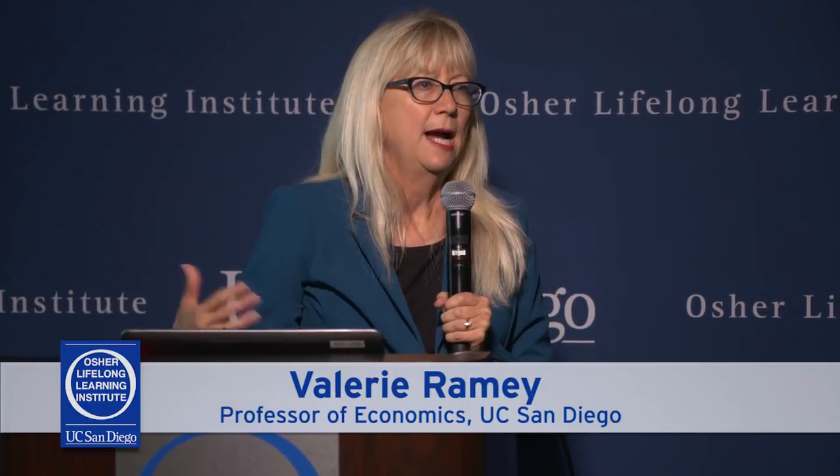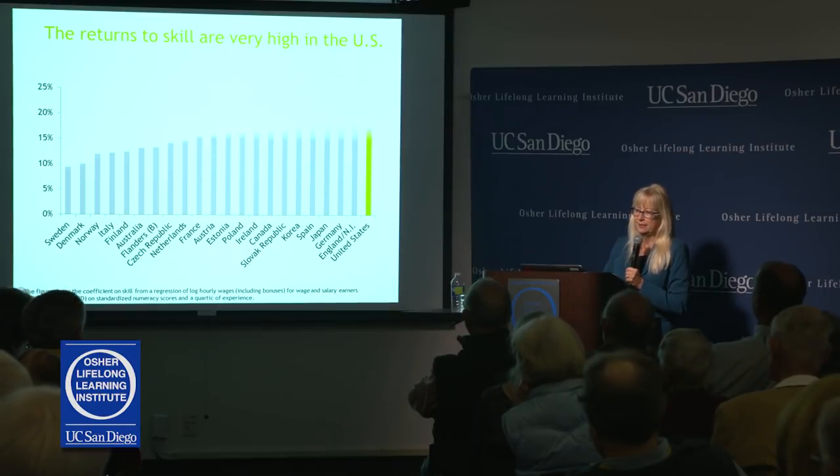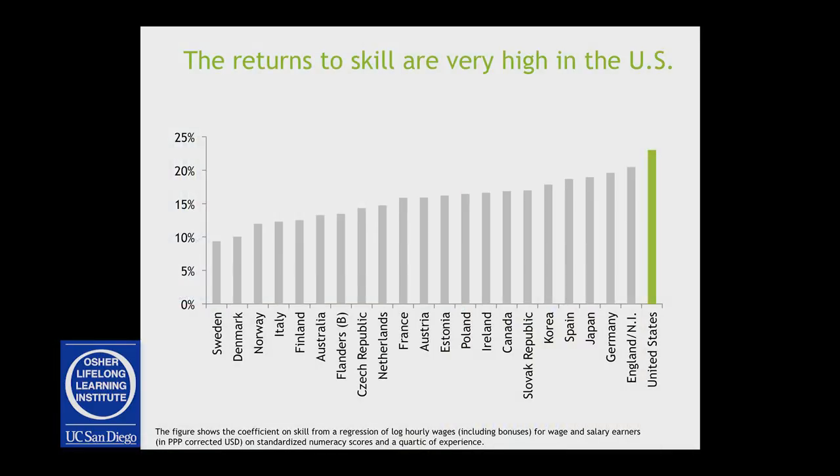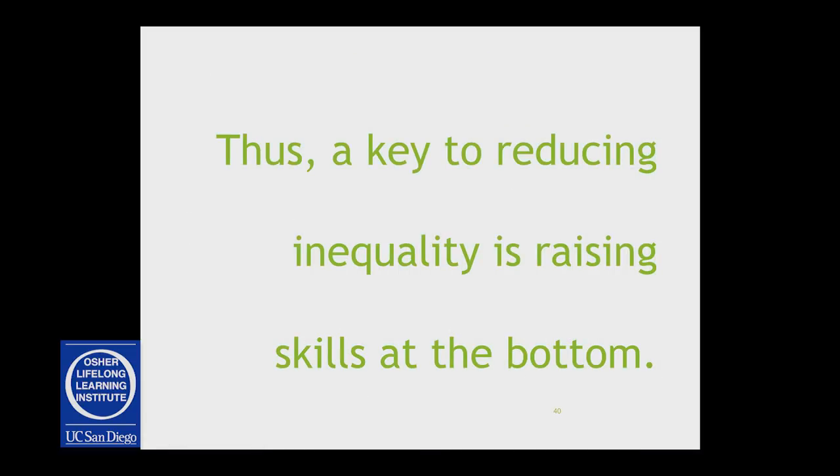Now something else about the US is that the returns to skill are high. So the returns to skill is how much higher wage you have if you have more skill. Sometimes we measure that by education. Here, it's in terms of how they did on this exam. So we're at the top of the graph, and if you're skilled in the US, you get a much higher return relative to somebody who's not so skilled in the US than in other countries. Thus, a key to reducing inequality, this suggests, is trying to raise the skills of the people at the bottom in the US. That's a really important issue.